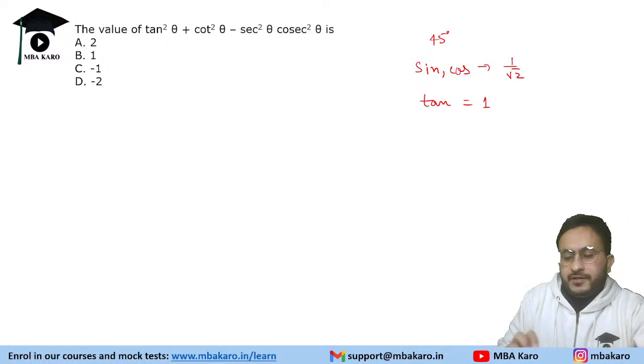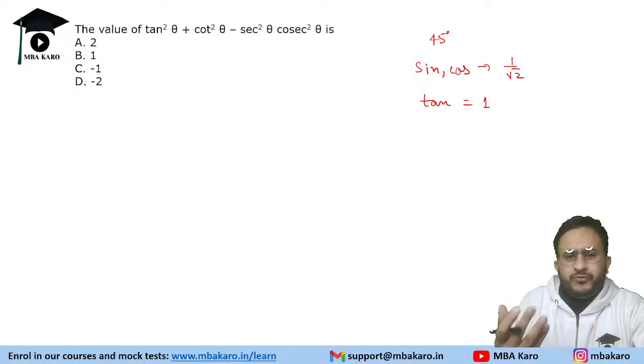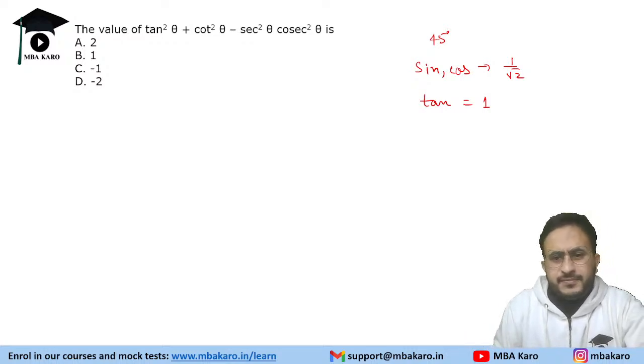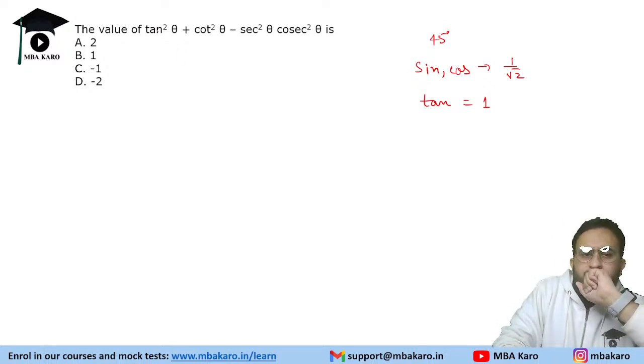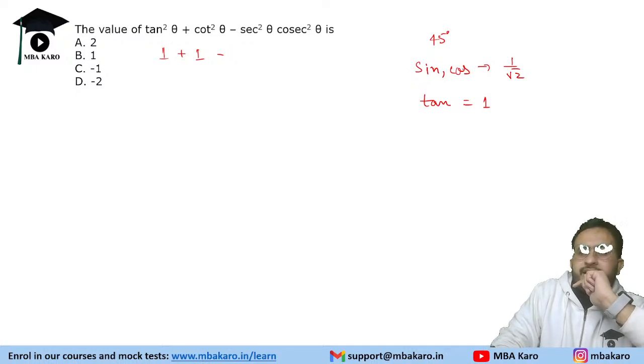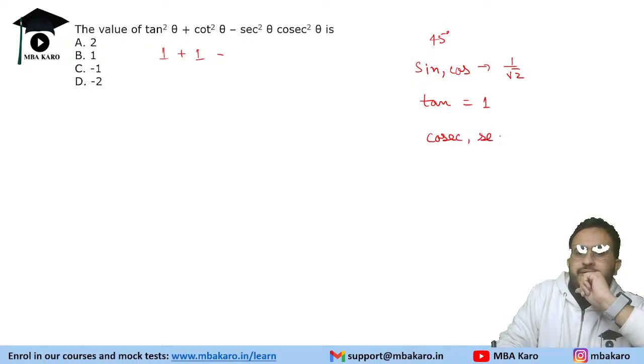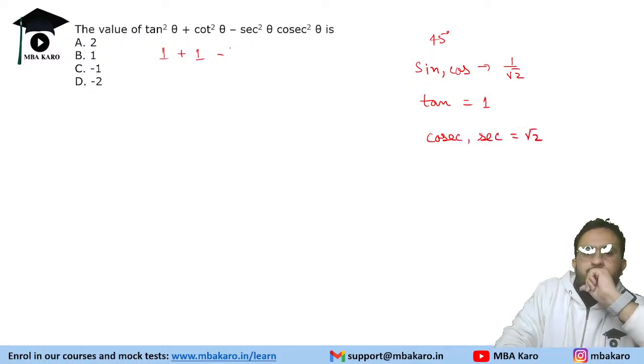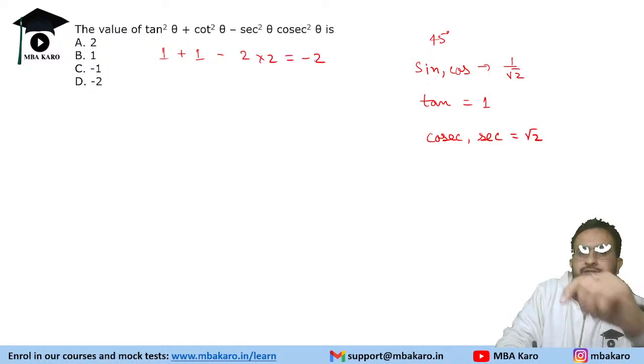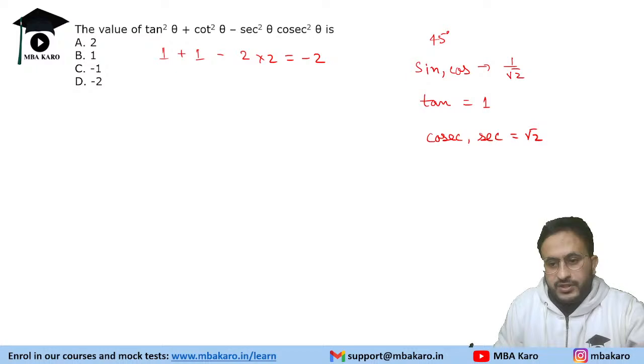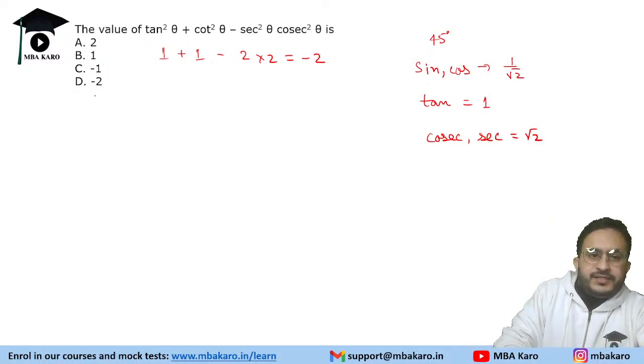Sine and cos are 1 by root 2. So preferably put 45 degrees. Okay, 45 degrees makes this thing simple. Right. So tan square theta will be 1, cot square theta will be 1, and sec square theta: sine and cos are 1 by root 2, so cosec and sec both are equal to root 2. So this is root 2 square is 2, into 2, so that will be minus 2. Okay, the equation becomes easy this way.